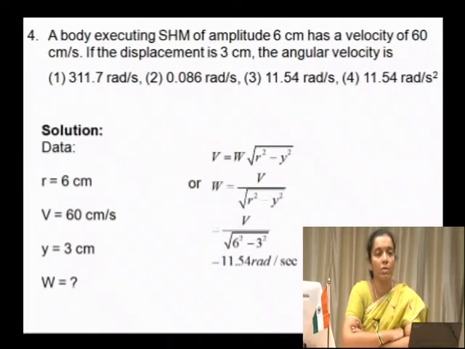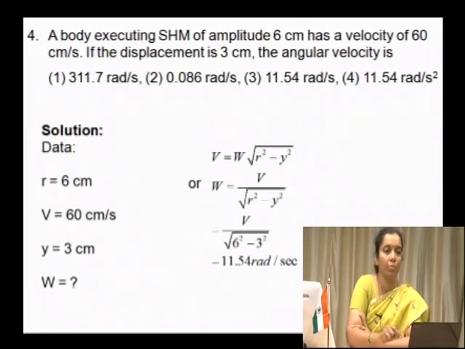So, omega is equal to V divided by root of r square minus y square. Substituting, V is 60 centimeter per second, r is 6, y is 3. So, we get the angular velocity as 11.54 radian per second.